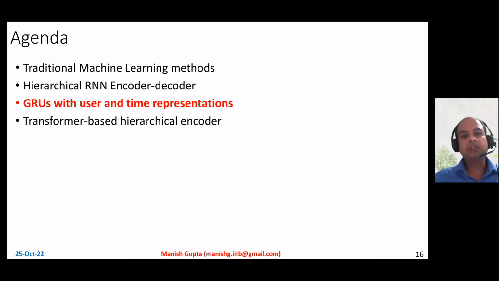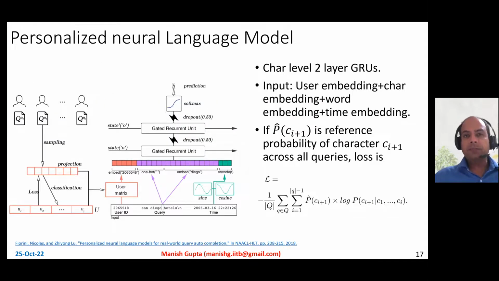Next, I'm going to talk about GRUs with user and time representations. So far, we have talked about personalization from a perspective of using the previous queries or the previous words in the session queries, right? However, you could also come up with a user embedding and use it as part of these generative models. You could also combine the time information. Although several people have used the session information, they do not care about the time gap between those queries in the previous queries in the session.